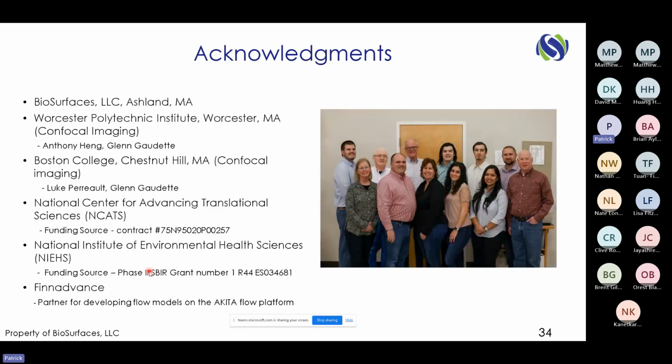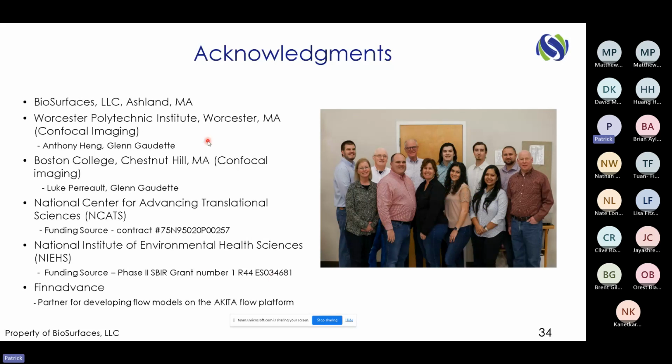So let's see, I think that might be it. Yeah, that's my last slide. I want to acknowledge our whole team here at Biosurfaces. Everybody in all the slides I've shown here, everyone had a big hand in doing a lot of work, developing the scaffolds and making the plates and spinning the scaffolds and conducting the experiments as well.